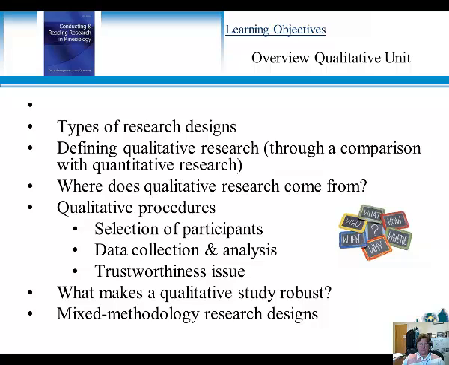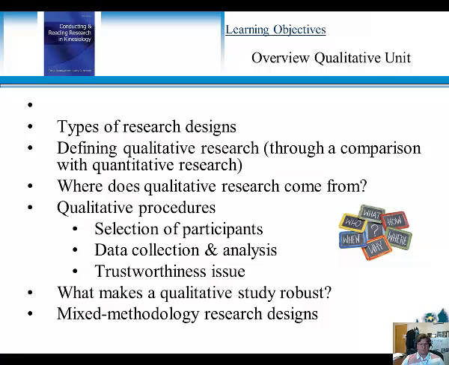To overview our lecture, we're going to define qualitative research through a comparison with quantitative research. We will talk about where qualitative research comes from. We'll look at some qualitative procedures in terms of how we select our participants, how we collect and analyze our data, and also look at the trustworthiness issue, which is similar to the concept of threats to internal and external validity in quantitative research.